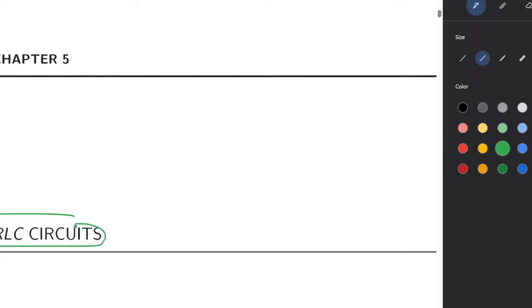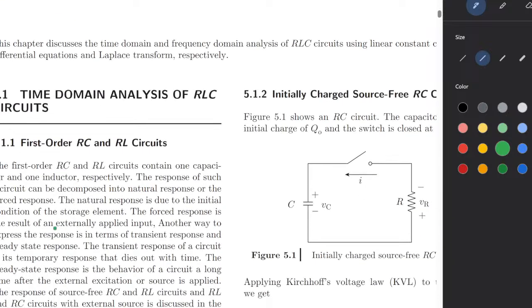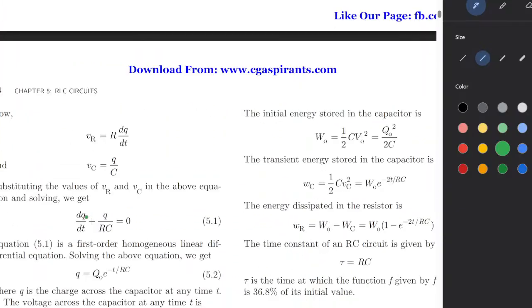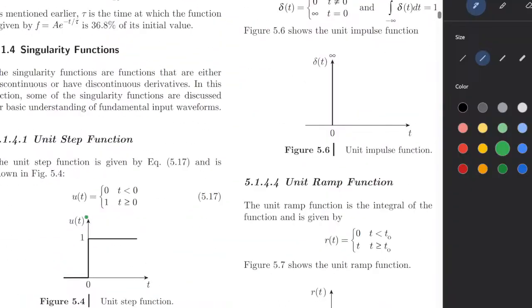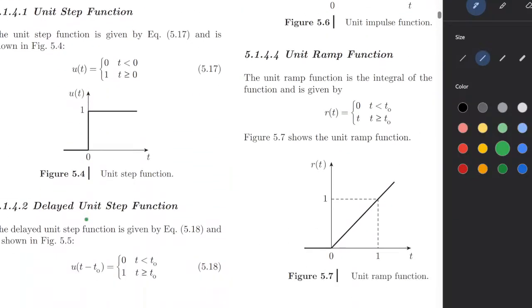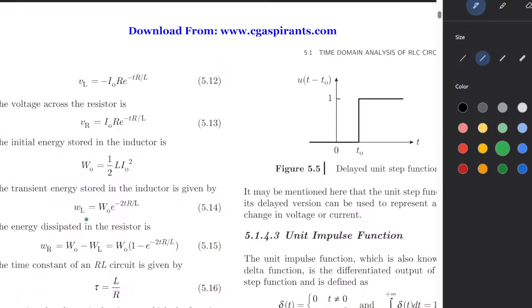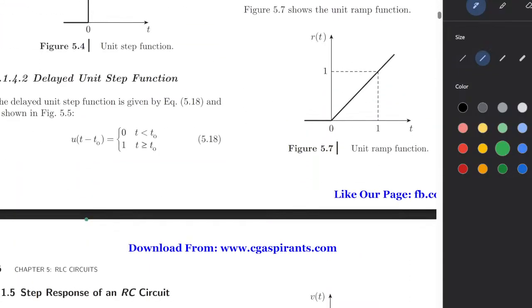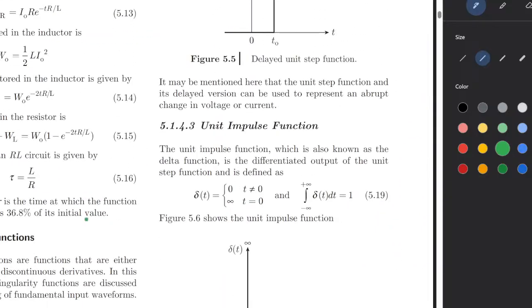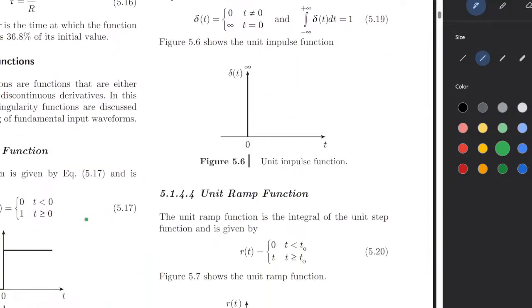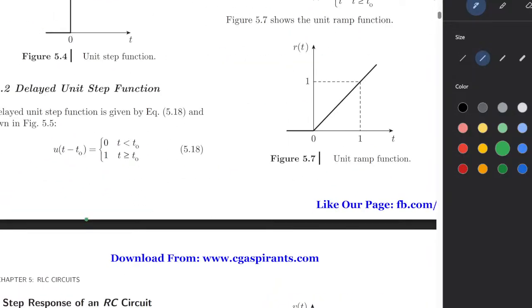For the RLC circuits, what will we do? First order RC or RL circuits. These are the unit function, after that the delayed unit function, the unit impulse function, and the unit ramp function.